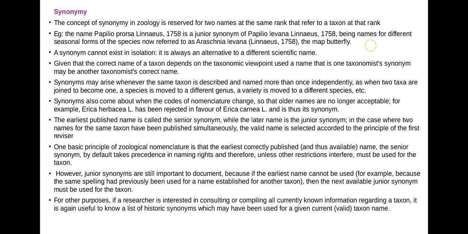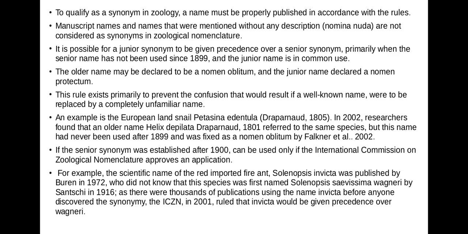For other purposes, if a researcher is interested in consulting or compiling all currently known information regarding a taxon, it is again useful to know a list of historic synonyms which may be used for a given current valid taxon name. To qualify as a synonym in zoology, a name must be properly published in accordance with the rules. Manuscript names and names that were mentioned without any description are not considered as synonyms in zoological nomenclature.